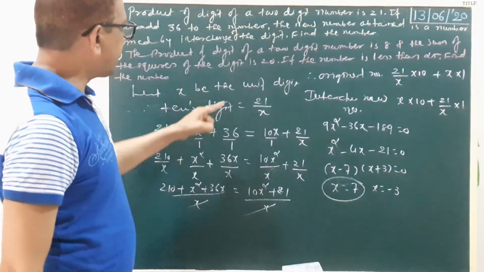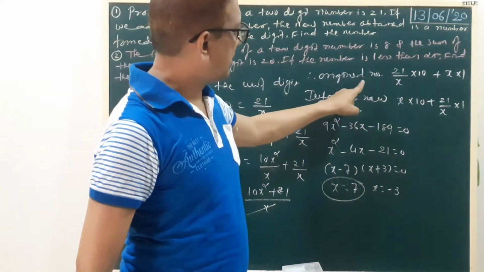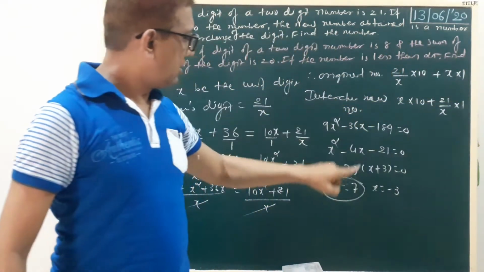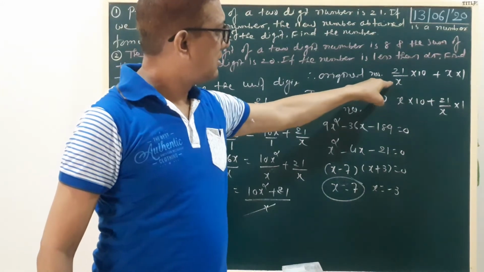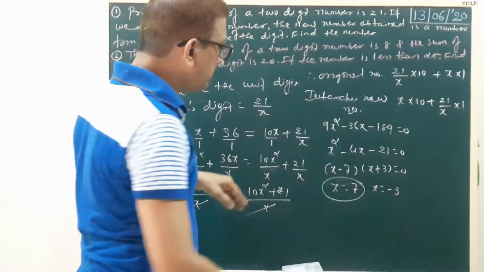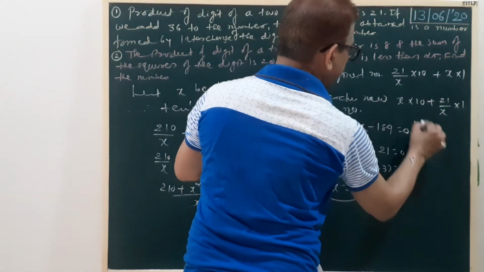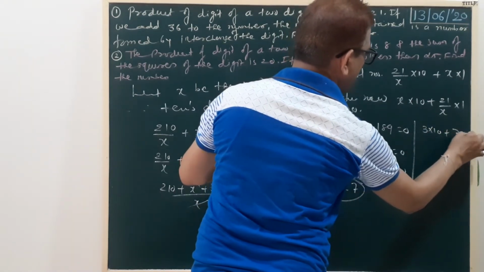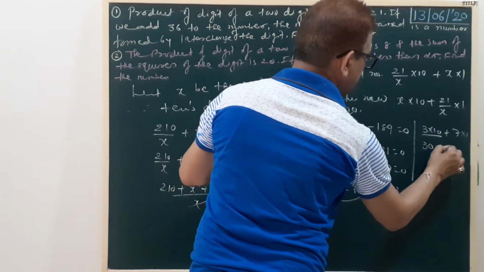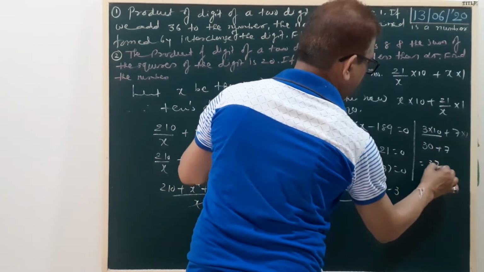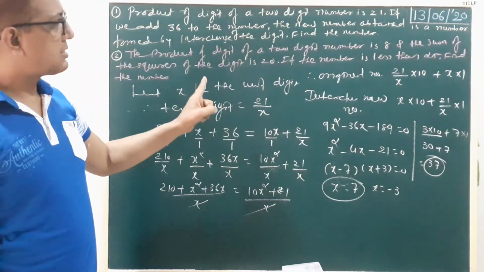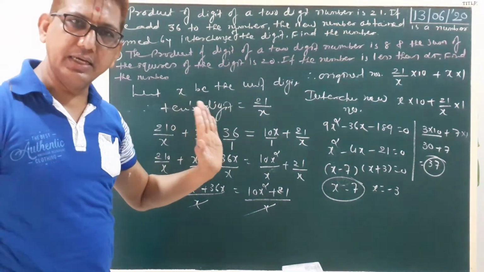Now what is the original number? Our original number is 21 upon x into 10 plus x into 1. Now put 7 here. So 21 by 7 is 3. 3 into 10 and plus 7 into 1. 3 into 10 is 30, 7 into 1 is 7. So our final answer is 37. So our 2-digit number is 37. Is that clear? Okay.